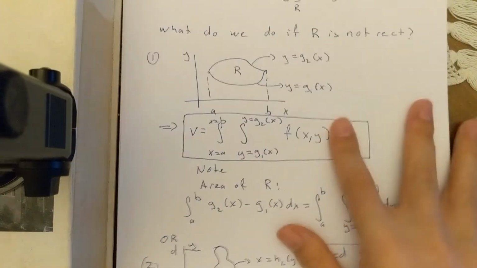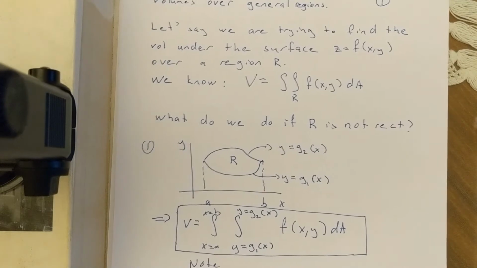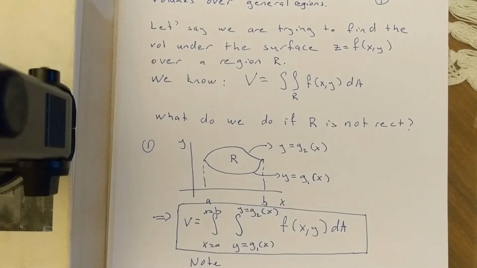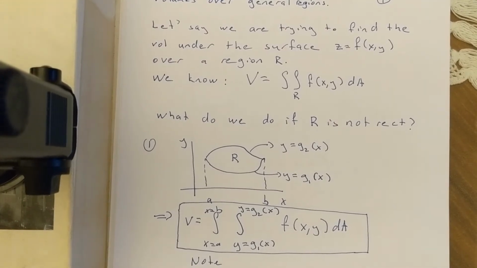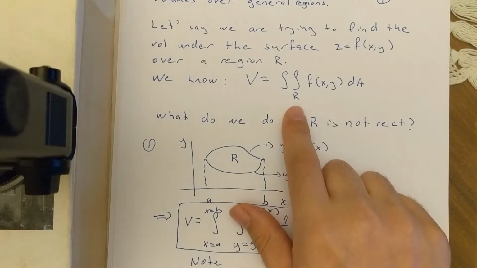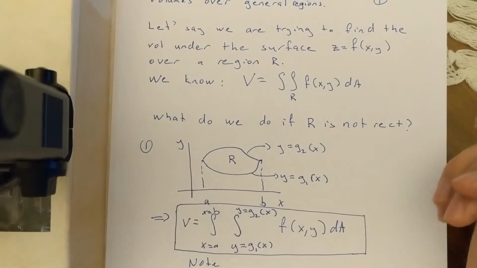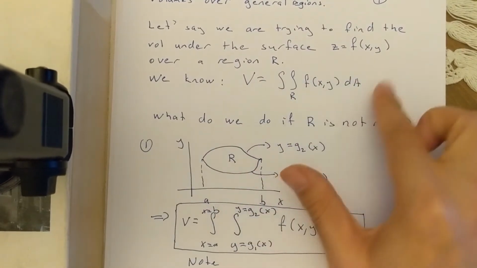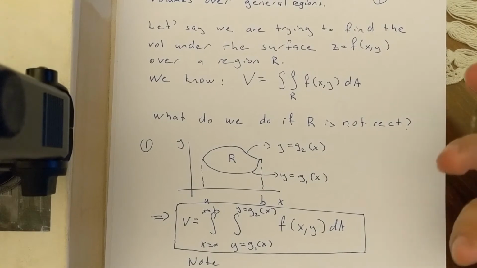Let's say we are trying to find the volume under the surface z equals f of x, y over region R. And now R is not a rectangle, it's just any old region. Now we know that the volume is always going to be the double integral over the region of the function. So how do I interpret this? How do I change it into good old double integral when the region is not rectangular?